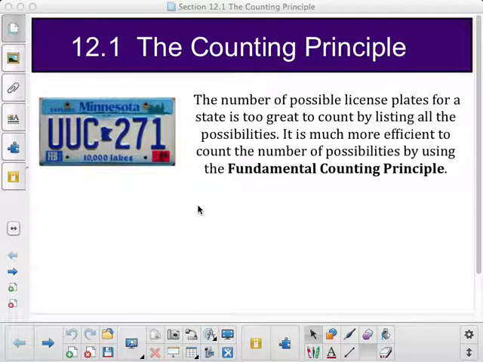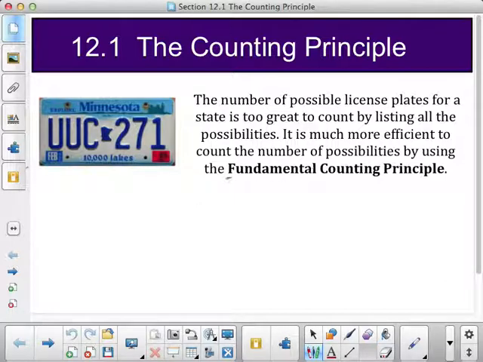So today we're looking at section 12.1, the counting principle. The number of possible license plates for the state is too great to count by listing all the possibilities. So it's much more efficient to count the number of possibilities by using the fundamental counting principle. So we're going to look at the fundamental counting principle today.